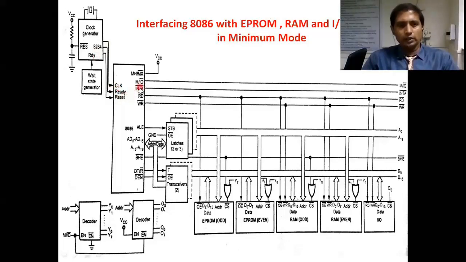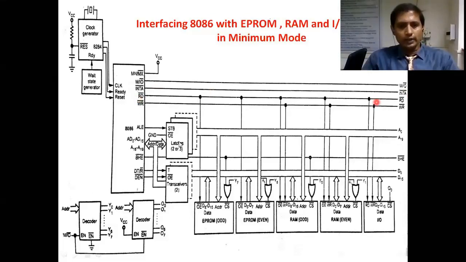Then, 8086 in minimum mode has some set of control signals like M by IO bar. This pin will decide whether we are performing a memory operation or an IO operation. Then INTA bar, which is interrupt acknowledgement bar. Then read bar, write bar. Like that, four ready-made signals are available.